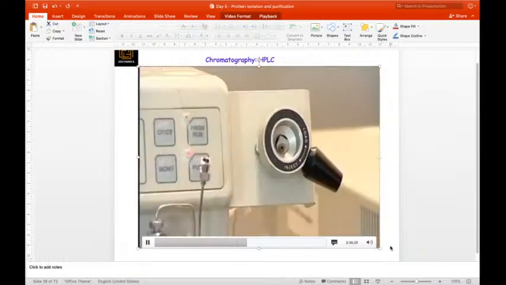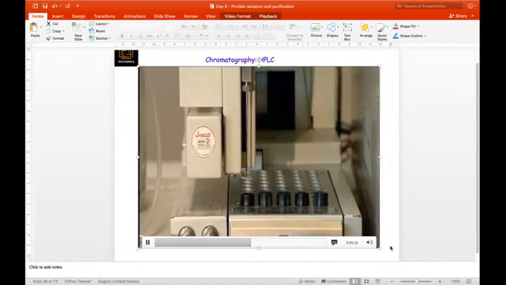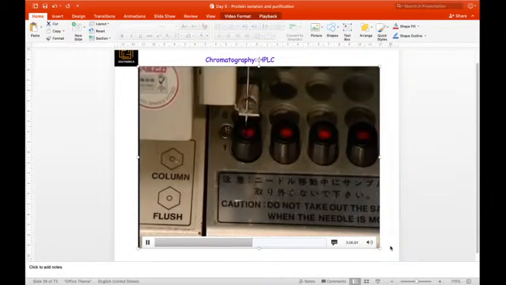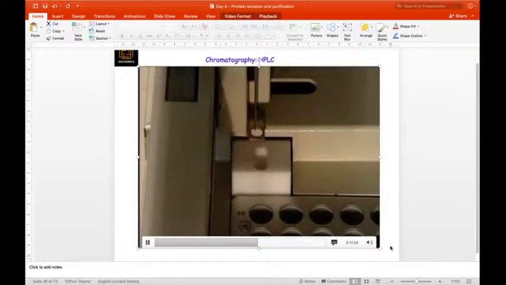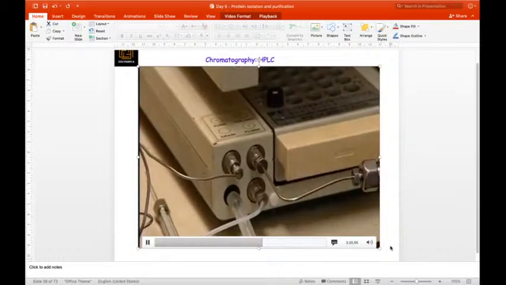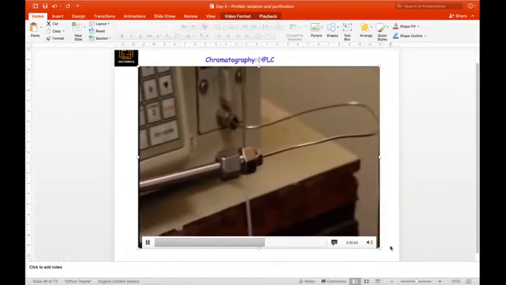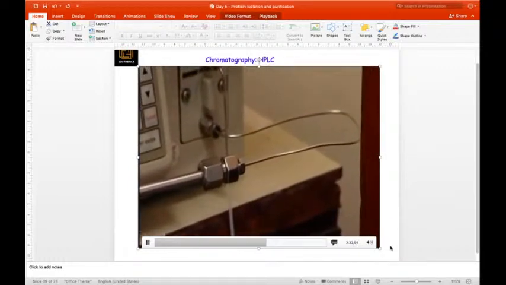If a single sample is to be run, it is injected into the solvent stream here, in the injection port, via a hypodermic syringe. Alternatively, several samples can be run in succession by loading them into this auto-sampler, which will run them in order without any human intervention. The pumps force the mixed solvents through the column. The solvent emerging from the column and carrying the separated components of the mixture passes into the detector.